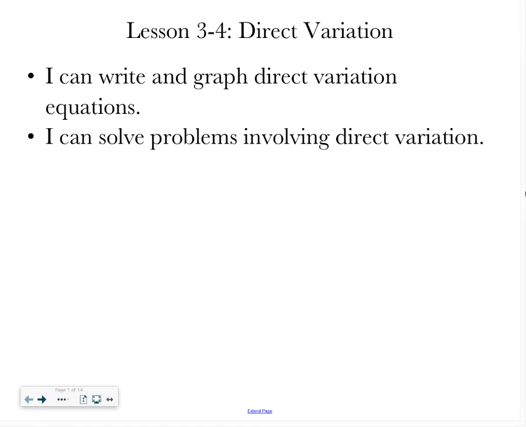Hello class, welcome to lesson 3-4, which is all about direct variation. By the end of this lesson, you should be able to write and graph direct variation equations, and you should be able to solve problems involving direct variation.